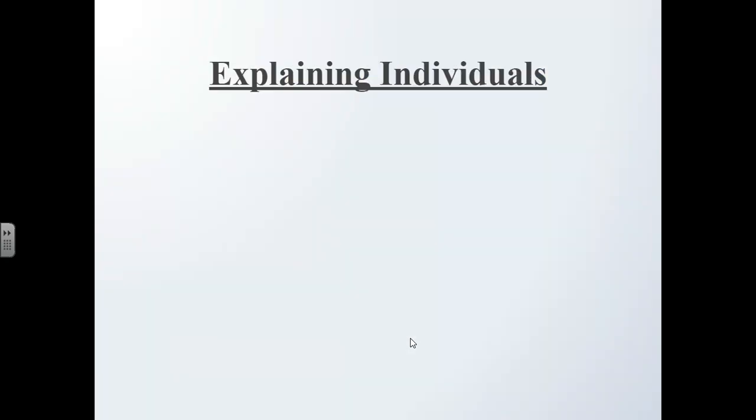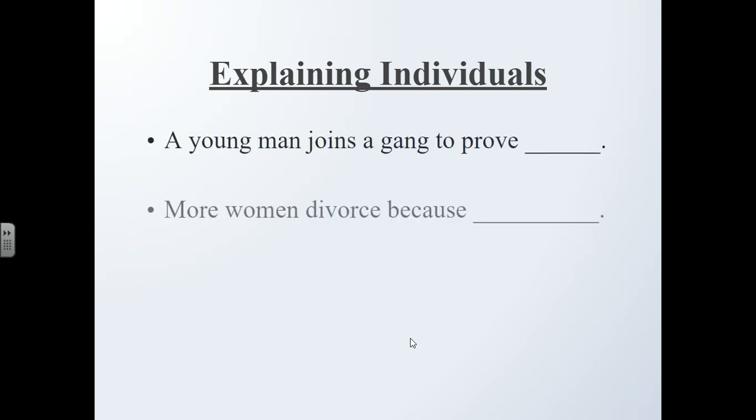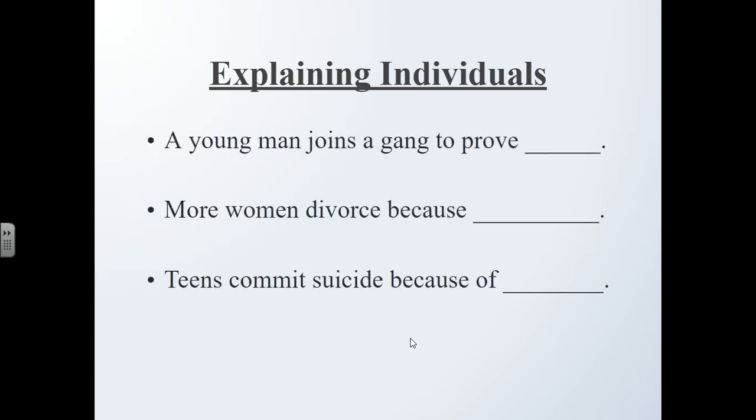So we're going to flip back to this idea of how sociologists try to explain individuals. I'm going to put three questions up here, and you're going to try to answer these like a sociologist might. So when it says a young man joins a gang to prove, you want to answer this not as, Billy is trouble. The young man joins the gang to prove he's tough.